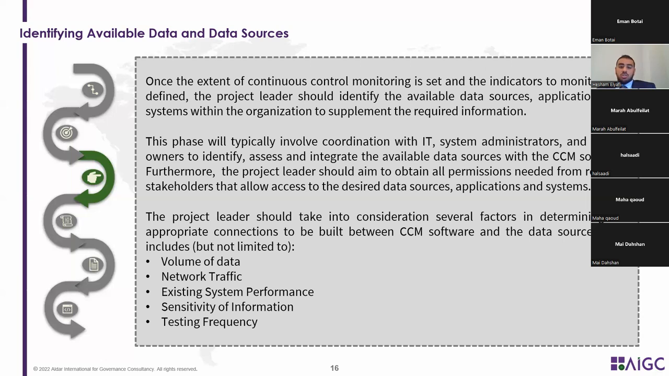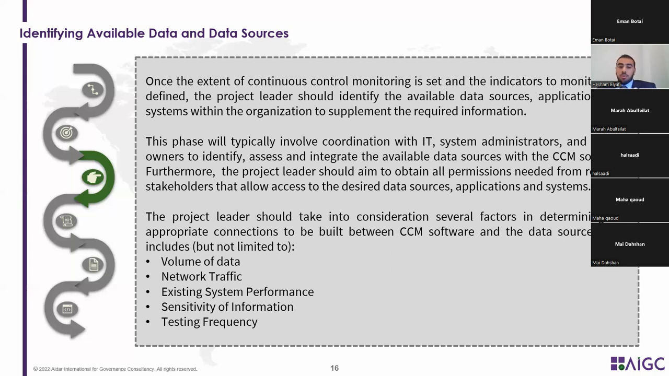During this coordination, the project leader or the person in charge will try to obtain the permission needed from relevant stakeholders to allow access to the desired data sources, applications, and systems. So it's during that stage we define: this is the data requirement that we need, and this is the type of access that we want. Usually we should aim for read-only access to the system so that the continuous monitoring tool does not amend data or put the internal systems at any risk of manipulation of data.